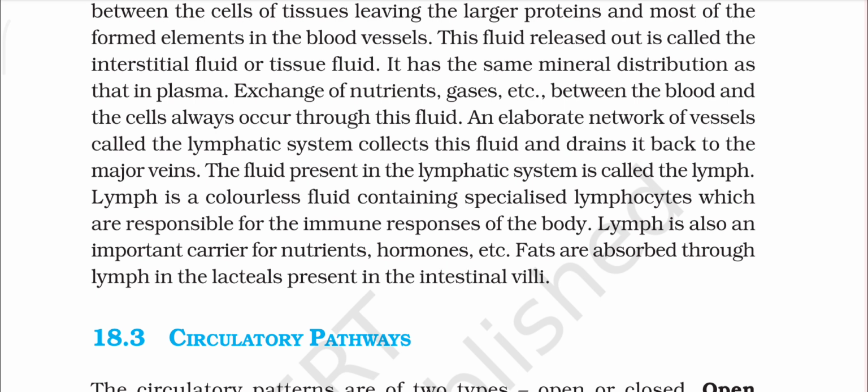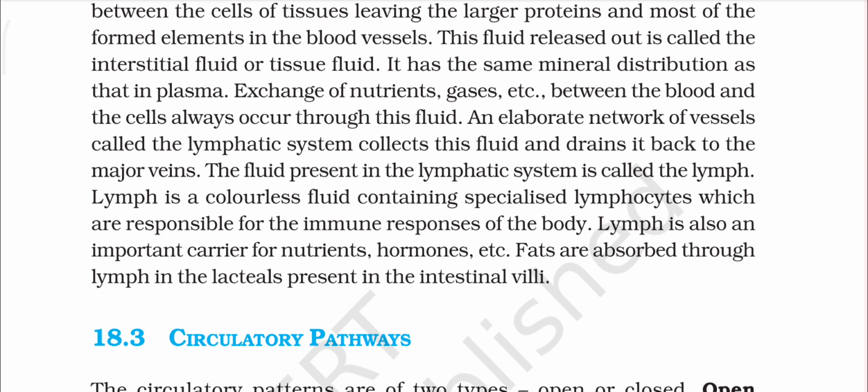Exchange of nutrients, gases, etc. between the blood and the cells always occurs through this fluid. An elaborate network of vessels called the lymphatic system collects this fluid and drains it back to the major veins. The fluid present in the lymphatic system is called lymph.